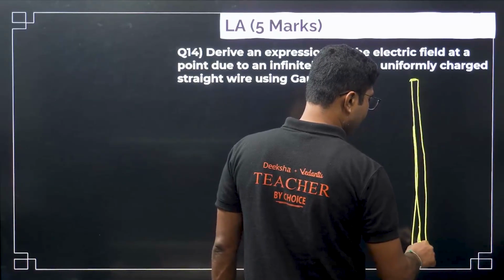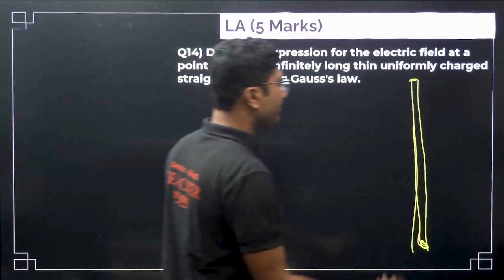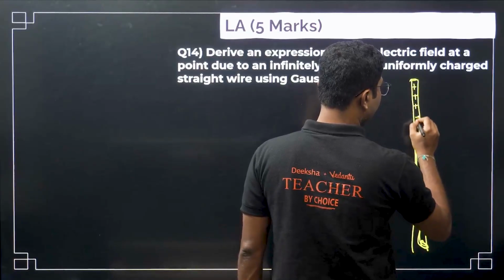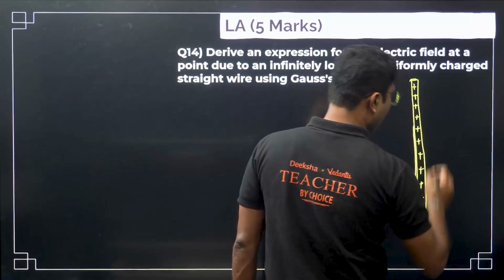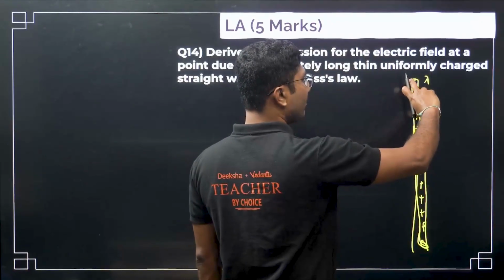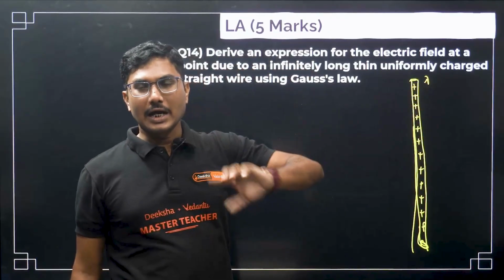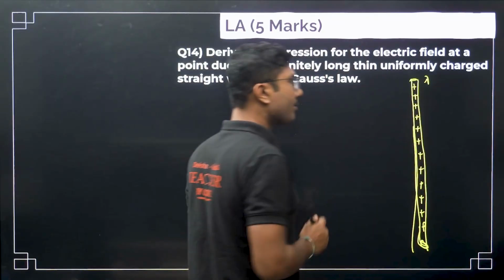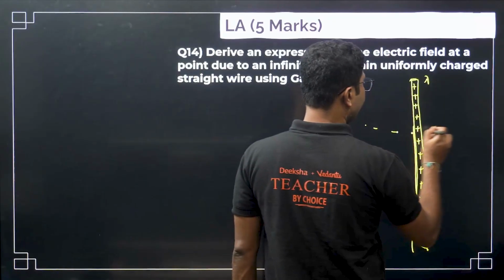Again use a scale so that you don't make a mess of it. This is charged, okay. Line charge density is lambda. Line charge density means if you take unit length of the wire, the charge on that unit length will be lambda. Okay, now what we have to do, we have to construct a Gaussian surface.